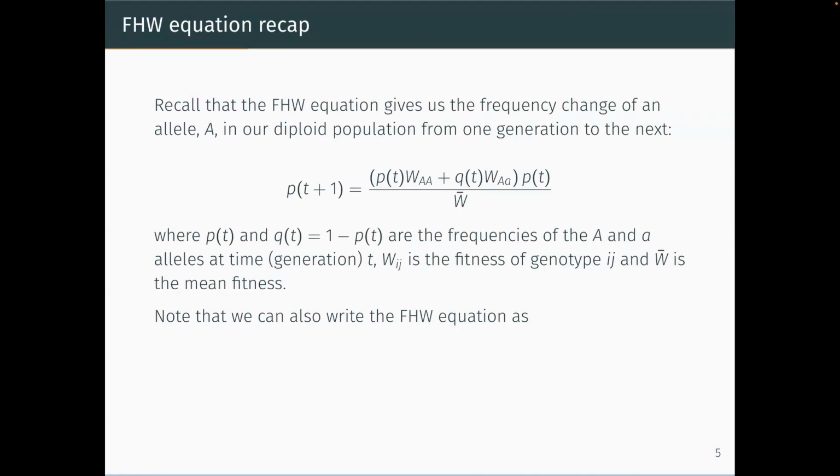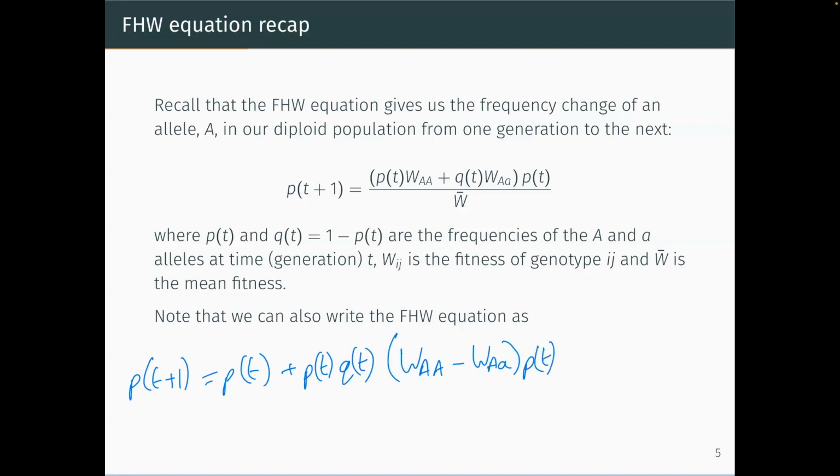And we also discussed at the end how this could be written in a slightly different form, where p(t+1) is equal to p(t) plus p(t) times q(t) times this fraction here, which is the difference in fitness between individuals that are homozygous with the big A allele and heterozygous individuals times the frequency of the big A allele, and then similarly, the difference in fitness between heterozygous individuals and individuals that are homozygous for the little a allele times the frequency, and then divided by mean fitness.